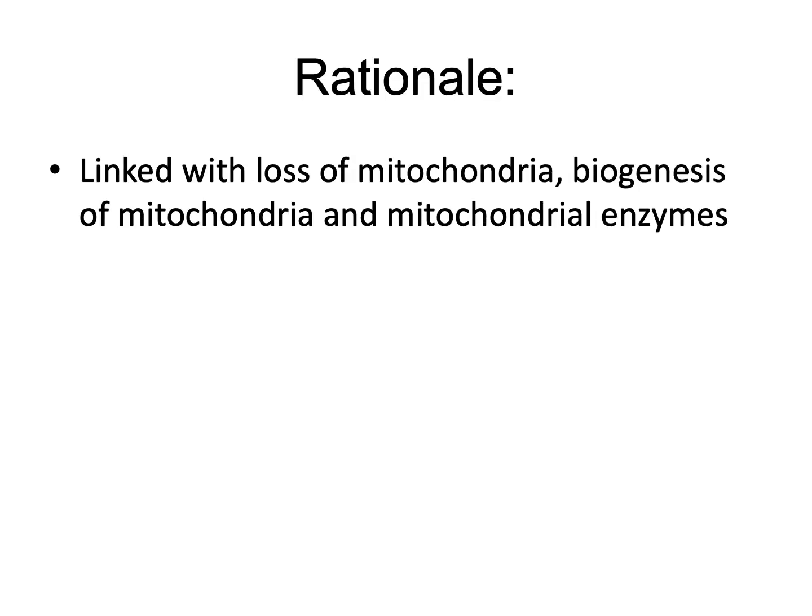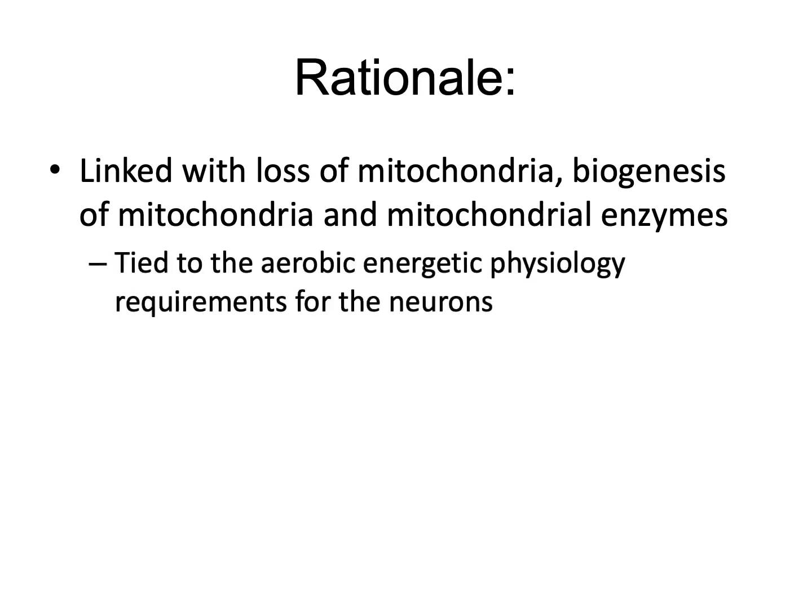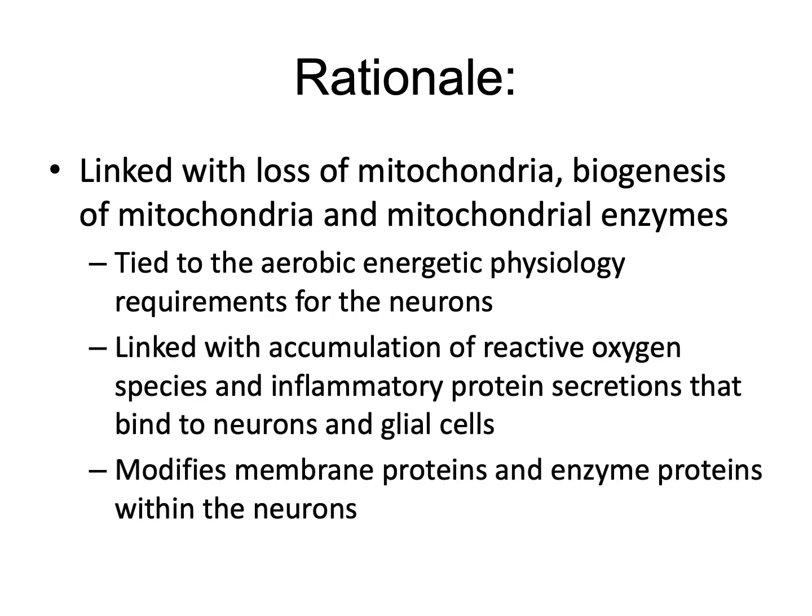The rationale for these losses is dealing with the aerobic obligated nature of the tissue, where we start to lose mitochondria, we start to lose new mitochondria forming, and we start losing mitochondrial enzymes. This leads to a reduction in aerobic efficiency of the neurons, an accumulation of ROS, reactive oxidative species, and inflammatory proteins within the neurons and surrounding the neurons, which leads to a modification of membrane stability and the inability to transmit signals from neuron to neuron.